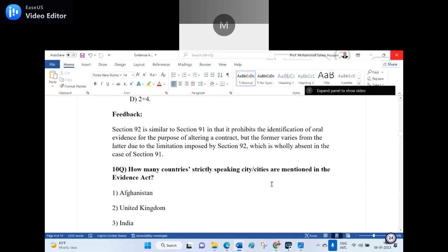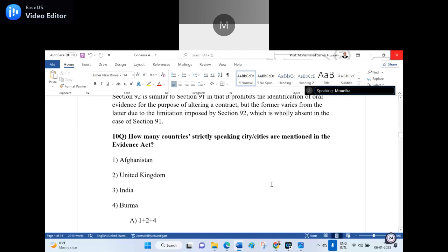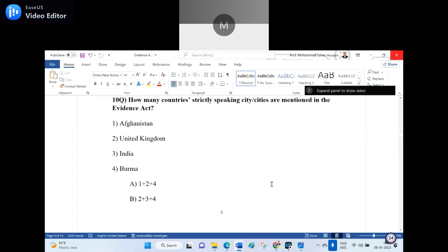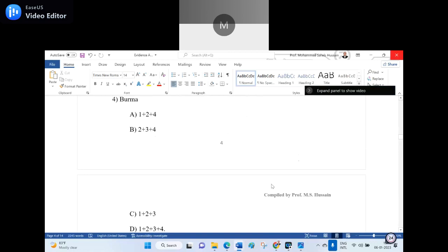Okay, 10th question. Anyone can unmute and read? How many countries, strictly speaking, cities are mentioned in the Evidence Act? 1, Afghanistan. 2, United Kingdom. 3, India. 4, Burma. Here I have given the options. A, 1 plus 2 plus 4. B, 2 plus 3 plus 4. C, 1 plus 2 plus 3. D, 1 plus 2 plus 3 plus 4.